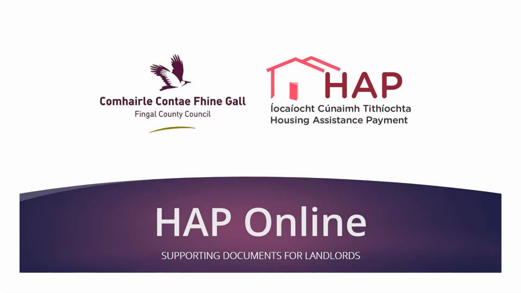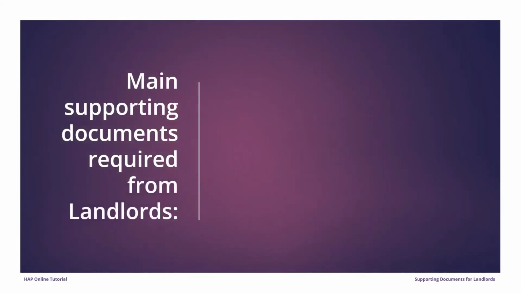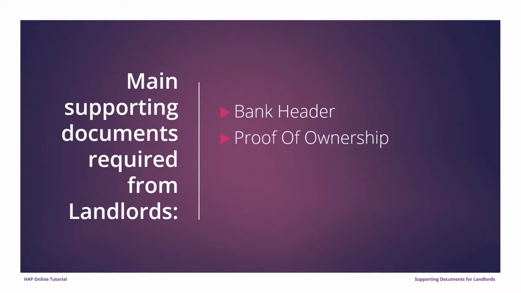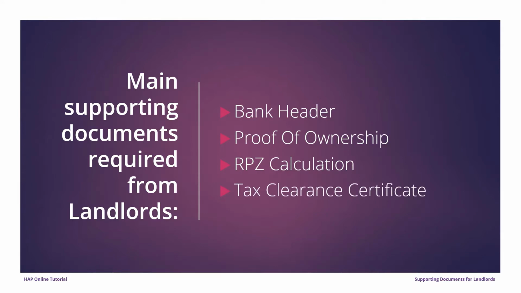This is a video tutorial for the supporting documents that landlords must submit with the HAP application. The documents required are a bank header showing the landlord's name, IBAN and BIC, a valid proof of ownership, a rent pressure zone calculation, and landlords will also need a tax clearance cert, although this can be provided within the first 5 months of the start of the HAP tenancy.